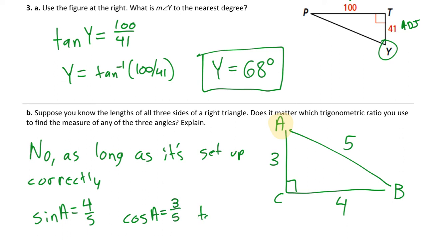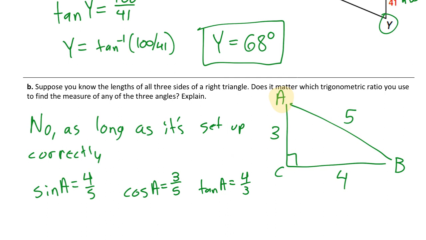If I wanted to use tangent of A, I would have to do opposite over adjacent, which would be 4 over 3. No matter which one I use, I'll get the same measure for A, as long as I set up the ratio the right way and I plug in the inverse the right way in my calculator. So to find an angle, use the inverse trig button. And I will help you find that button if you need me to.